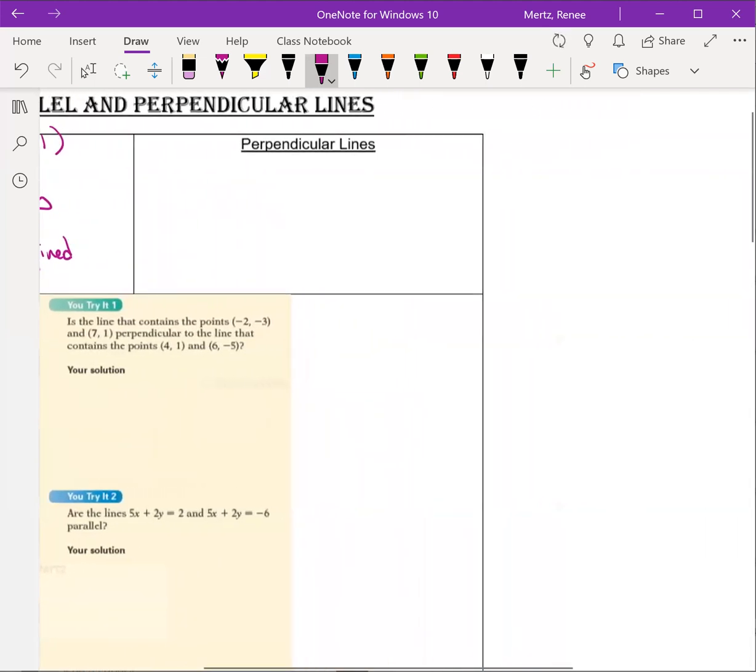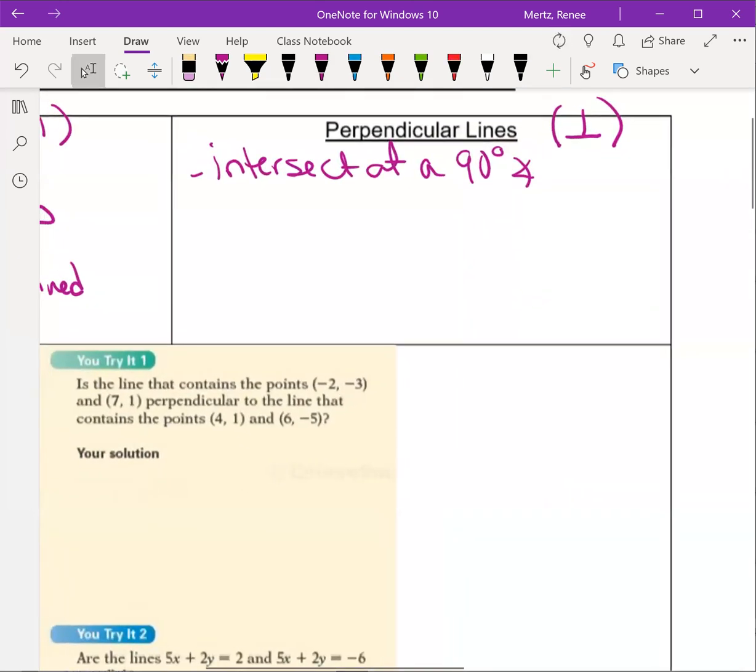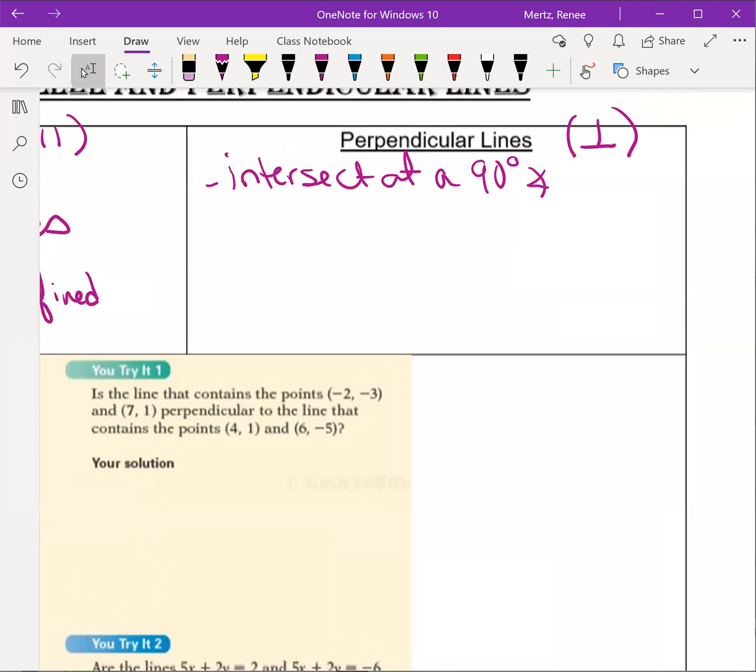Perpendicular lines, the symbol for them shows that they are intersecting at a 90-degree angle. So perpendicular lines intersect at a 90-degree angle. When we're looking at their slopes, we know that they are perpendicular because the slopes are negative reciprocals of each other.